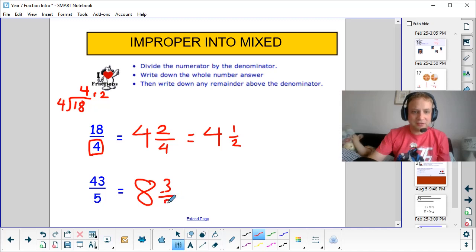And that is how you convert your improper fraction into a mixed number, and you'll have some work to do on that on your Google Classroom.